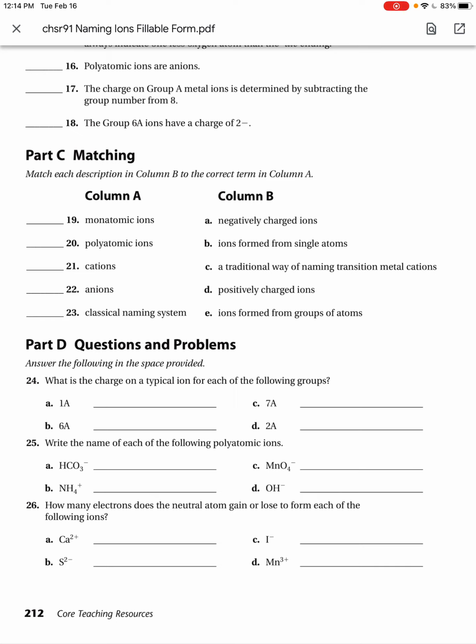So now the last one, number 26, is how many electrons does a neutral atom gain or lose to form each of the following atoms? So obviously calcium ion there with its 2 plus lost 2 electrons, because if you lose something negative, you get more positive. So A is lose 2. Sulfide has a 2 minus, so it must have gained 2 electrons, so it's gained 2. The iodide ion there, so don't forget sulfide and iodide, we changed the ending to ide. So C, the iodide ion, it gained 1 electron.